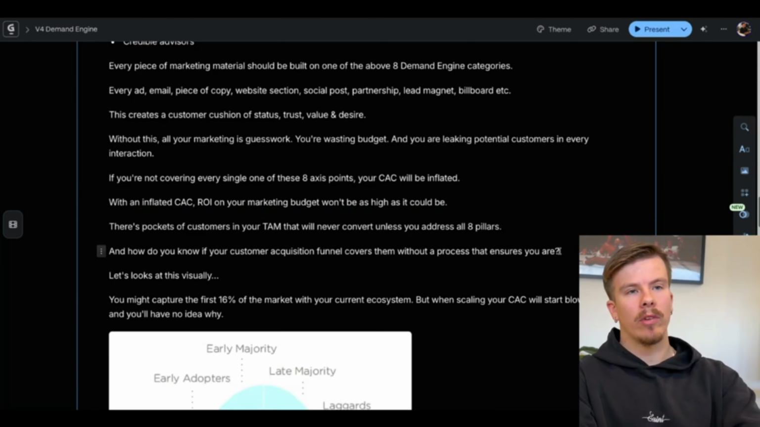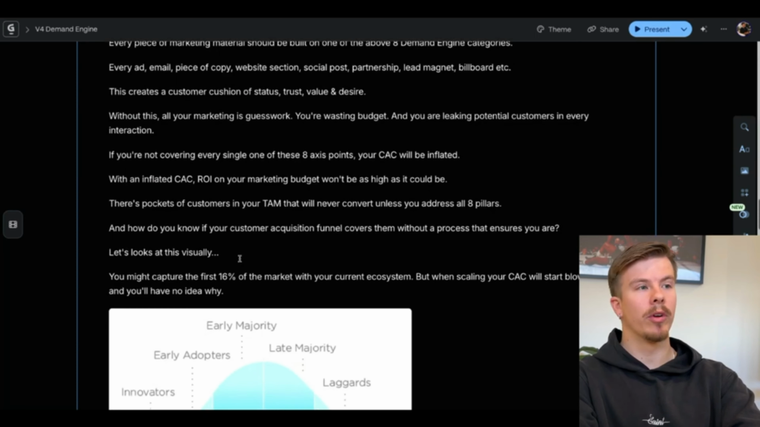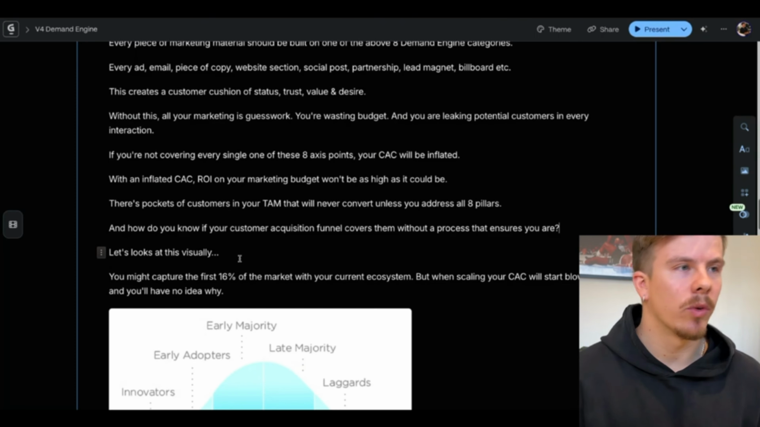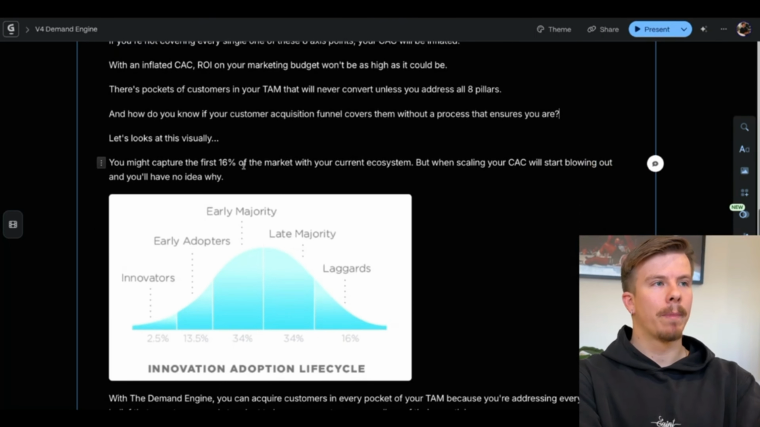So how do you know if you're covering all those 8 pillars if you don't have access to the system and you're not ticking it off predictably? So let's look at a quick visual. I'm sure you've seen this adoption lifecycle map.